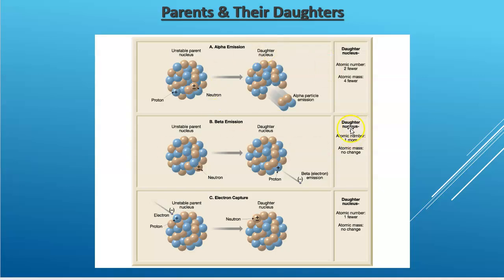So now some other ways that you can change from the unstable to the stable is this alpha, but also beta, electron capture. I don't need you to know these types, but I need you to just be aware that there's multiple ways that we can take an unstable radioactive element, which we're going to call the parent, and we're going to convert it into a more stable version called the daughter.